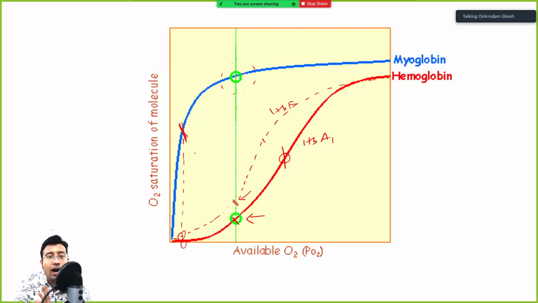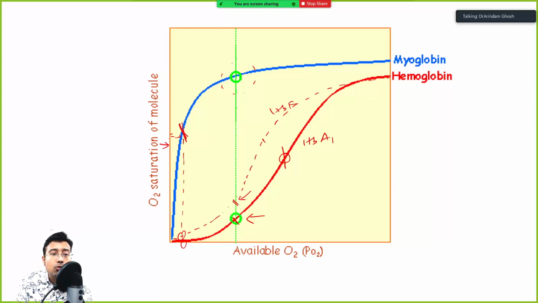So you can ask, sir, then myoglobin is very good in grabbing the oxygen, it will never let the oxygen go. Yes, that is what myoglobin does. It actually grabs hold of all the oxygen and it never lets oxygen go till oxygen saturation falls as low as almost 0.